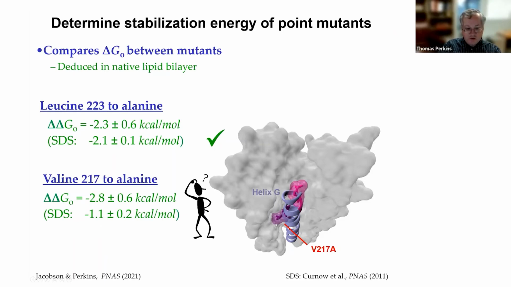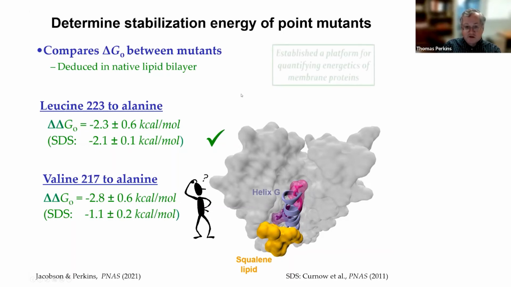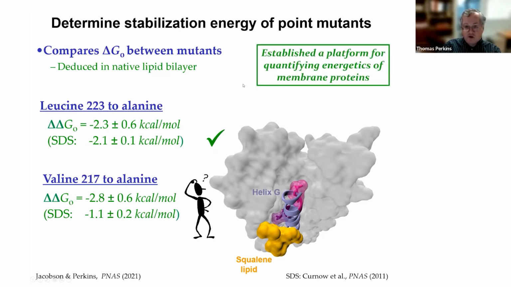And so we were wondering what might be happening here, and my postdoc realized that there's a squalene here that interacts with this particular residue. And if it's strong enough to interact with that residue, well, it certainly has an energetic contribution, and that's what we attribute to the difference between what we measure as delta G in native lipid bilayers and what one measures in SDS. So we think we've established a platform for quantifying the energetics of membrane proteins in their native lipid bilayers.